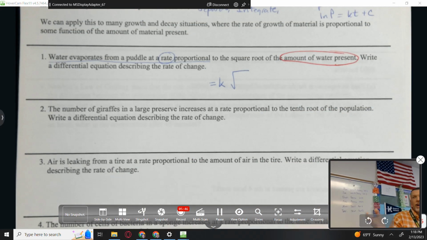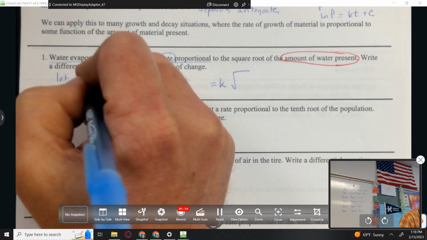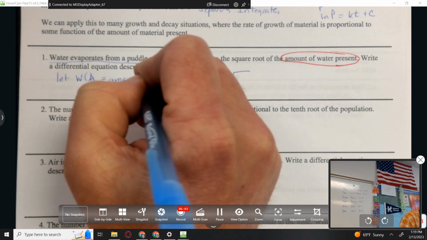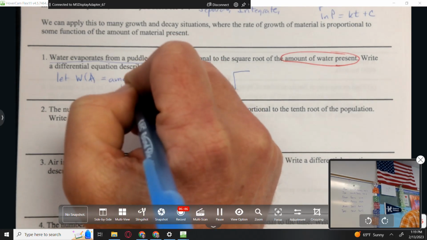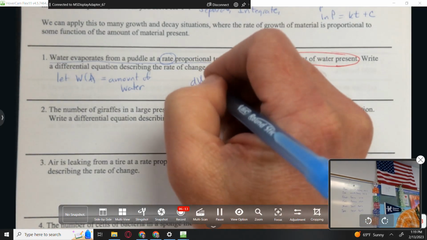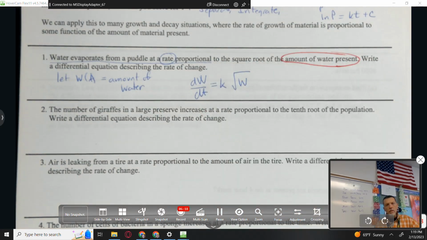W for water or V for volume, either one, you get to pick. So let's let W of t equal the amount of water. If you were thinking V as in volume, that's fine too. So the rate of change is dW/dt equals k times the square root of W.